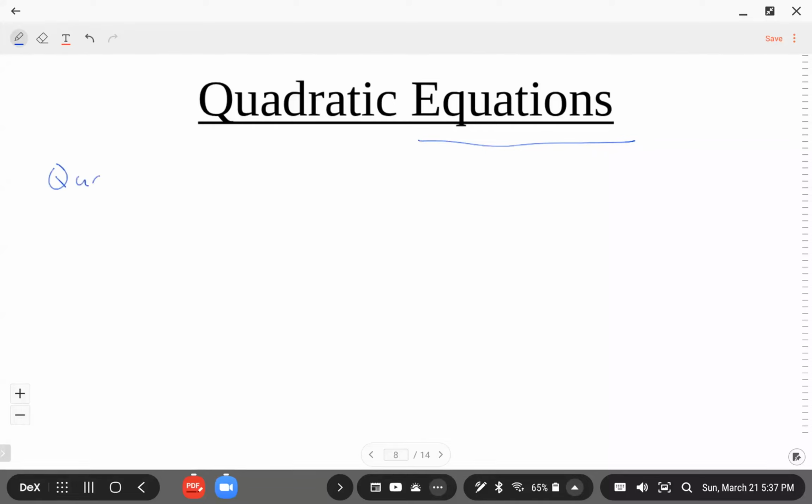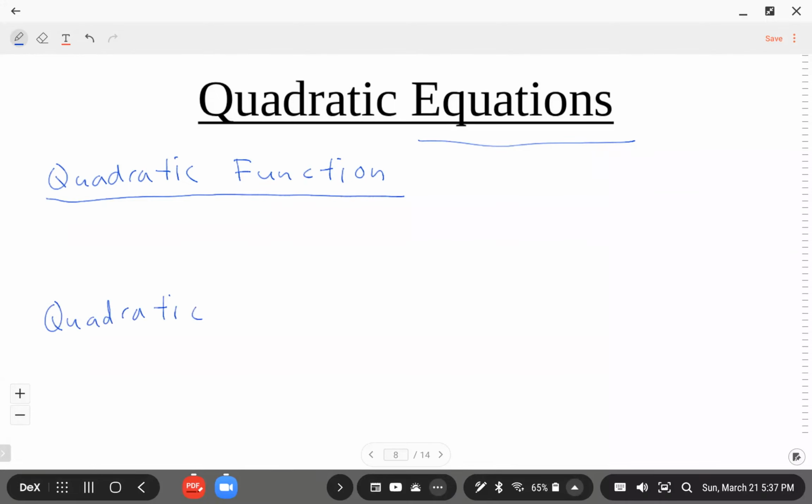Okay, so what is a quadratic function? Can anybody tell me what a quadratic function is? What is the form for a quadratic function, and what is the difference between a quadratic function and a quadratic equation? Let's first understand what's the difference. So what's the difference between a function and an equation? Does anybody know?